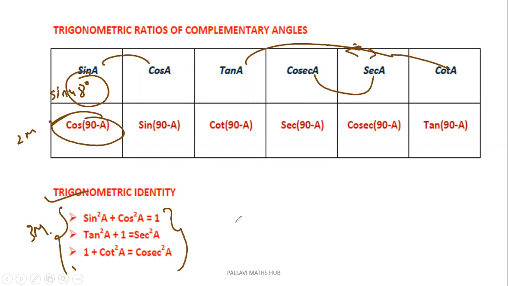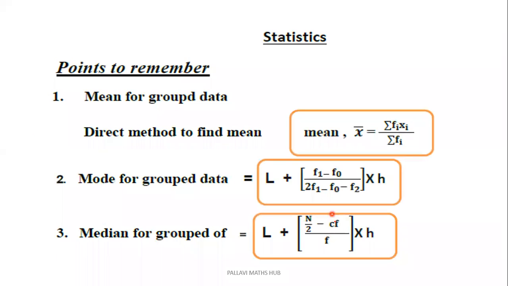Next, statistics. In statistics, to find the mean, you learn 3 different types. First one is the direct method. Second one is the assumed mean method. Third one is the step deviation method.